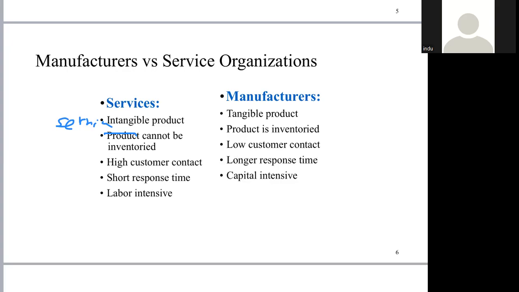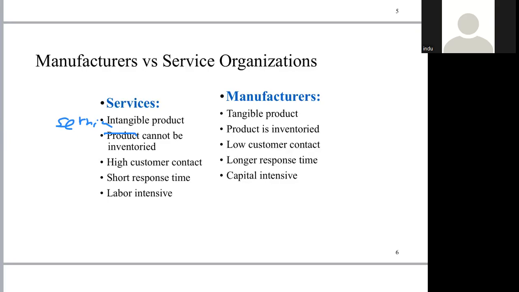And anyway, we know the service output varies because services are based on the preference and perception of customers, right? And service has high customer contact and product has low customer contact. Another difference is that a short response time is required for services, and there are longer response times for the product.